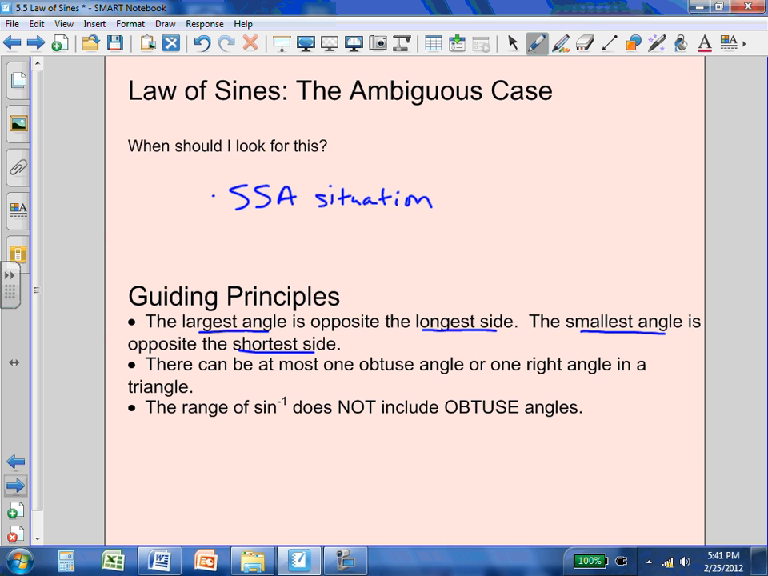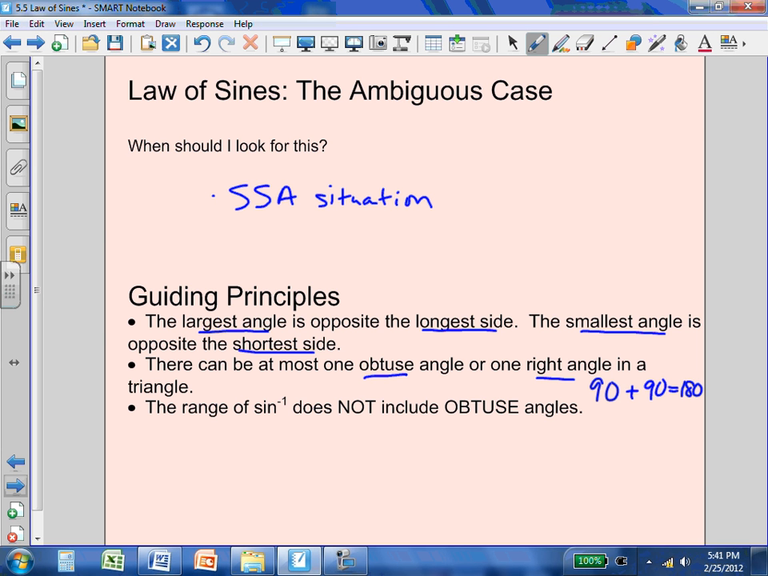Another thing, there can be at most one obtuse angle or one right angle in a triangle. That is because you only have 180 degrees in a triangle. If I were to have two right angles in a triangle, I'd have 90 plus 90, and that gets me to 180, but hey, what about that third angle? You don't have a third one. So we can only have one right or one obtuse angle in a triangle.